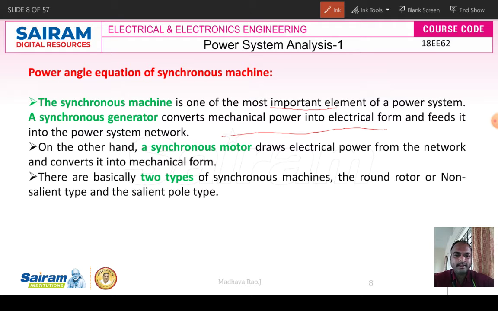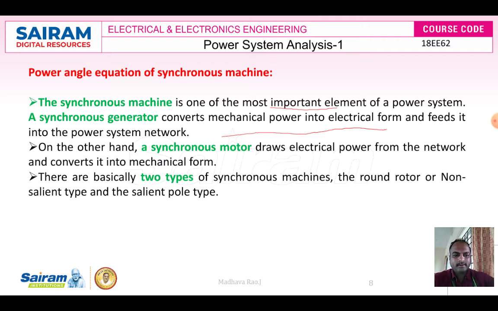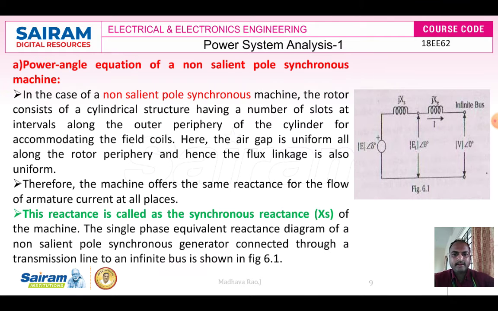So, now we will see the power angle equation of the non-salient pole type synchronous machine. In the case of a non-salient pole synchronous machine, the rotor consists of a cylindrical structure, that is called a round structure, having a number of slots at intervals along the outer periphery of the cylinder for accommodating the field coils.